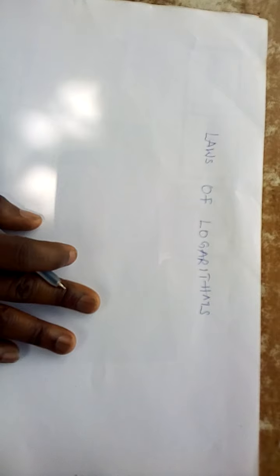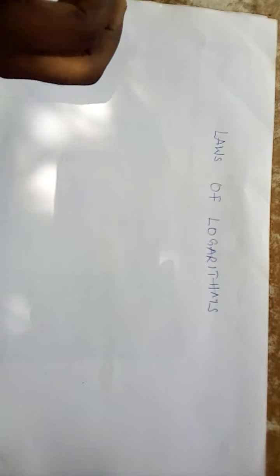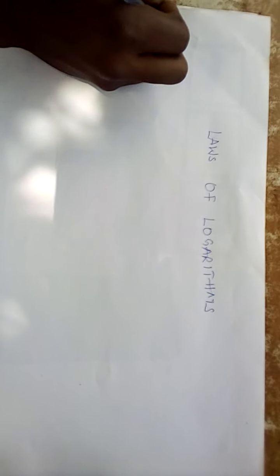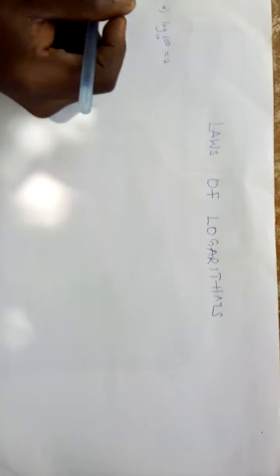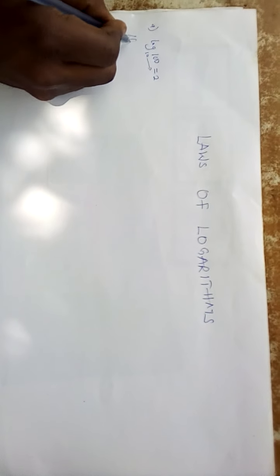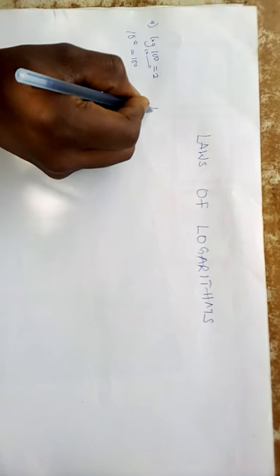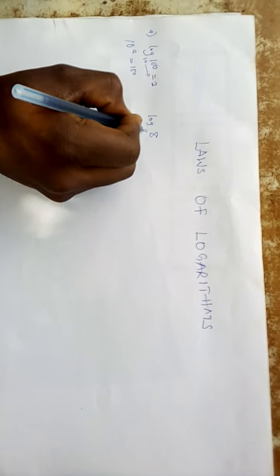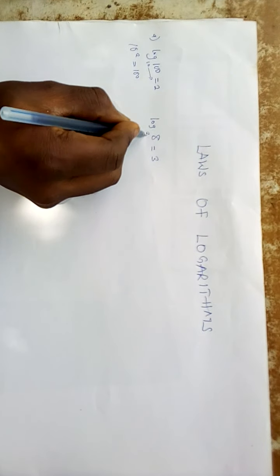Okay, now I'll deal with laws of logarithm. There are some things I want to show you in logarithm before I move into the laws. For instance, if we have log 100 to base 10 equals 2, this means 10 to the power of 2 equals 100. Therefore, if you have log 8 to base 2 equals 3, it's the same thing as 2 raised to the power of 3 equals 8.